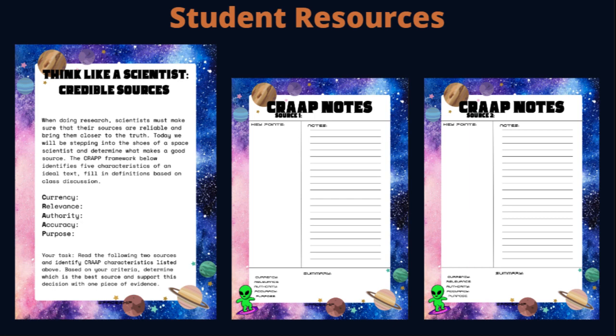later in this presentation. The worksheet introduces students to looking at literature from a scientist's point of view and guides reading following the parameters of currency, relevance, authority, accuracy, and purpose. The pages are intended to be used for students to summarize key points and identify CRAAP characteristics from each paper.